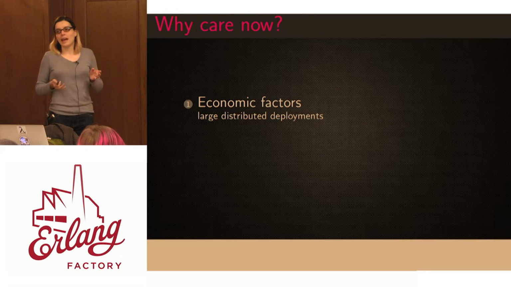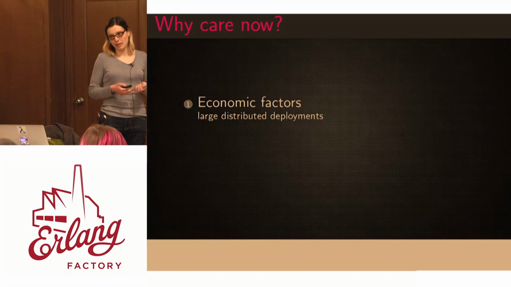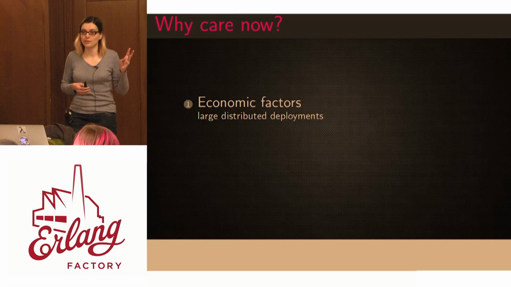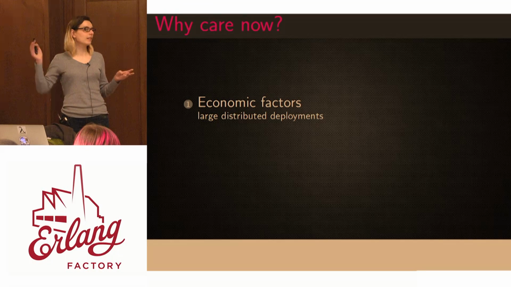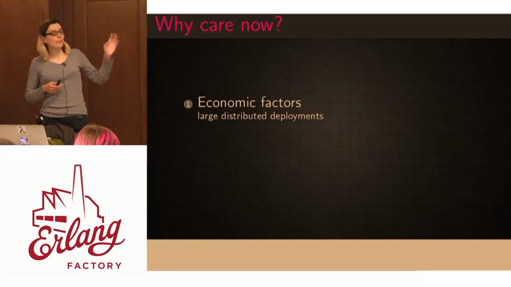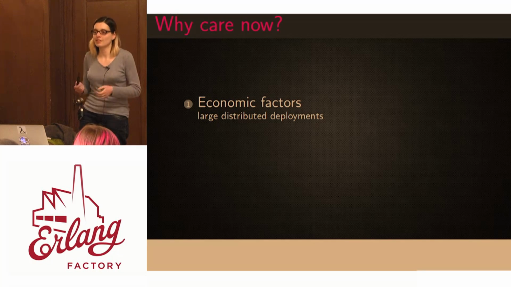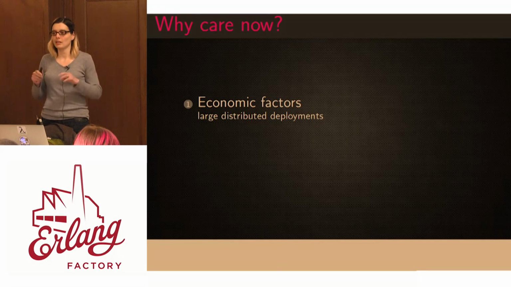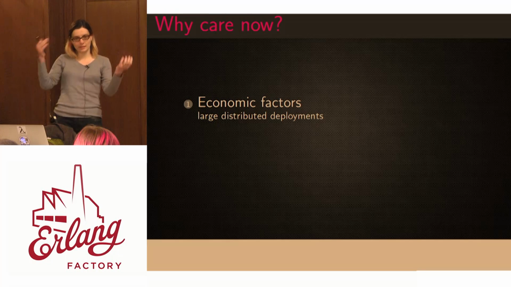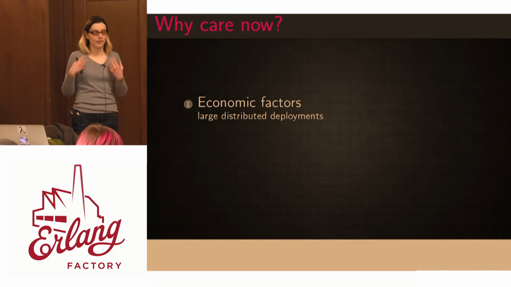So why care now? Why today? Why should we actually care about reliability in operations and infrastructure today? I think there's three factors, right? There's economic factors, there's human factors, and there's technological factors. So from an economic factor, we're deploying larger and larger distributed systems. And I don't just mean we have more nodes and more servers, but we have more complexity in terms of what we're deploying, how they interact with each other, and things like that.